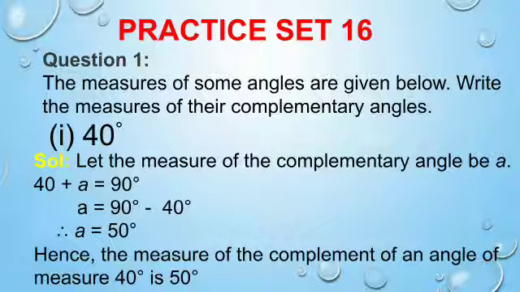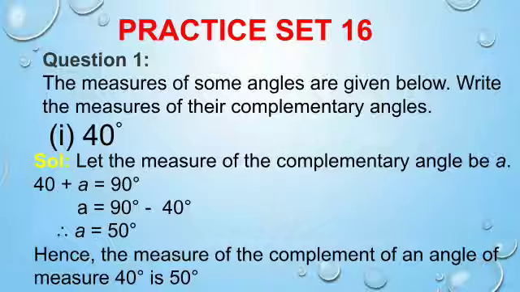Now how will you make your equation? You will take 40, you will take A, and you will take 90. From where have you taken 90? The sum of complementary angles is 90 degrees. So what will you do? 40 plus A is equal to 90 is your equation.